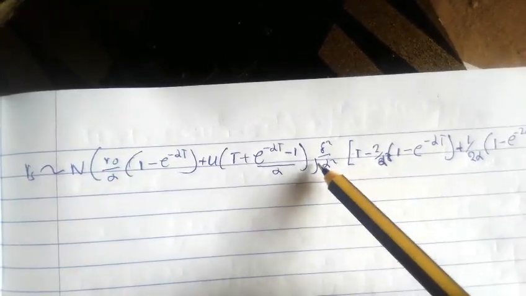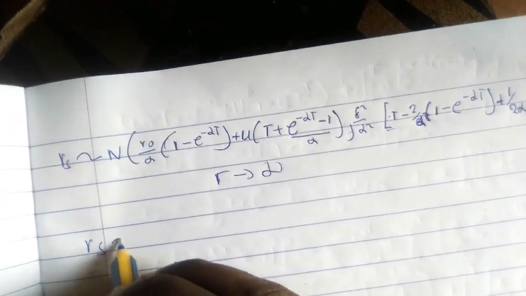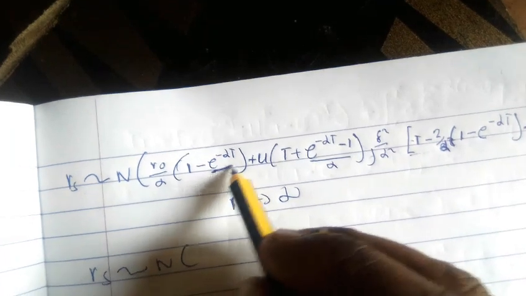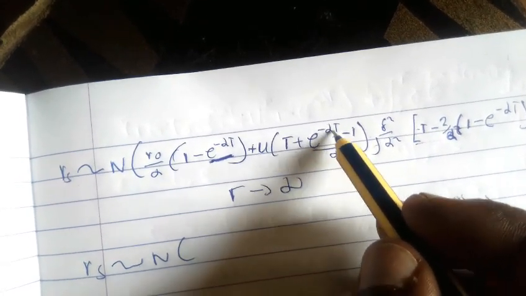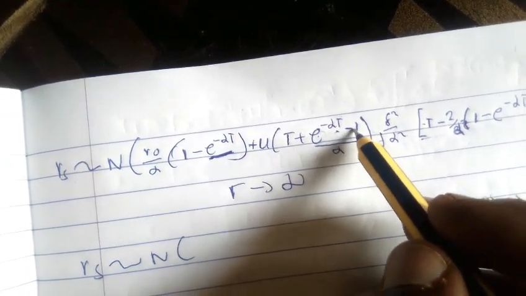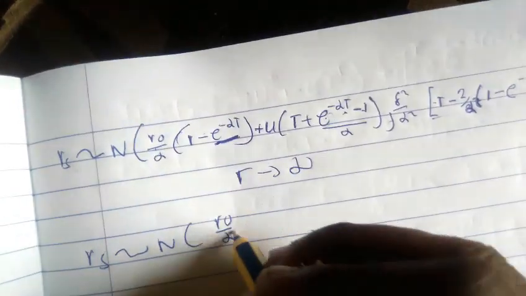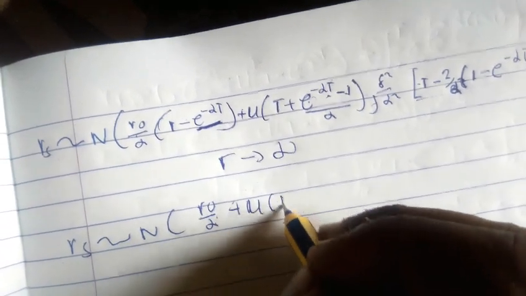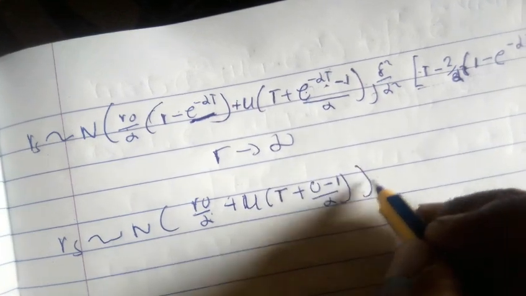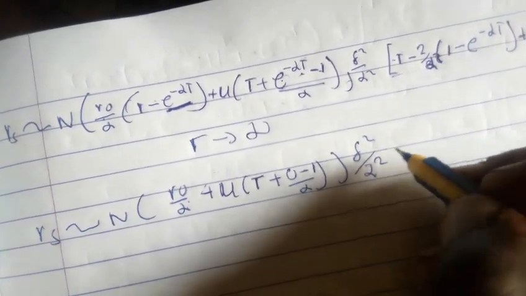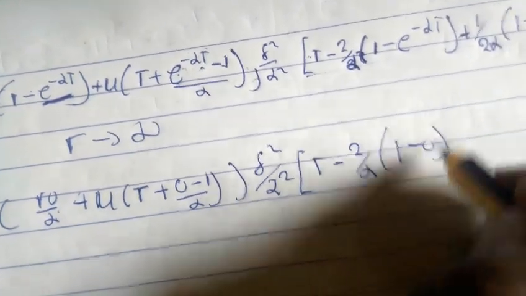But let's say when t is approaching infinity, so r_s will be normally distributed with mean, so this one becomes 0, this one becomes 0, because this one becomes 0, 0 minus 1 you get negative, for this one 0 over alpha, 1 minus 0, get that one, plus mu in the bracket, t plus, this one becomes 0, 0 minus 1 over alpha, sigma squared over alpha squared, t minus 2 over alpha, 1 minus 0, plus 1 over 2 alpha, 1 minus 0.